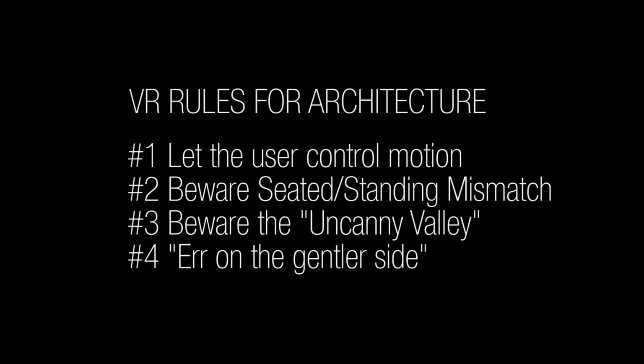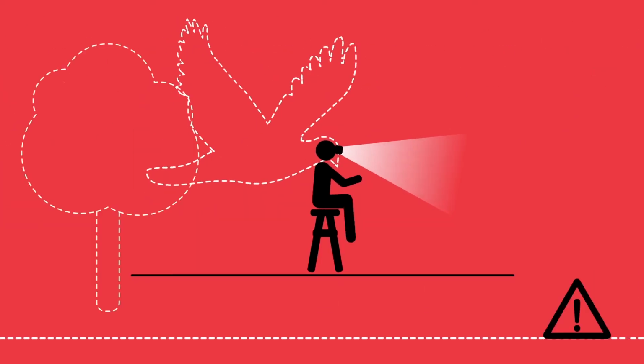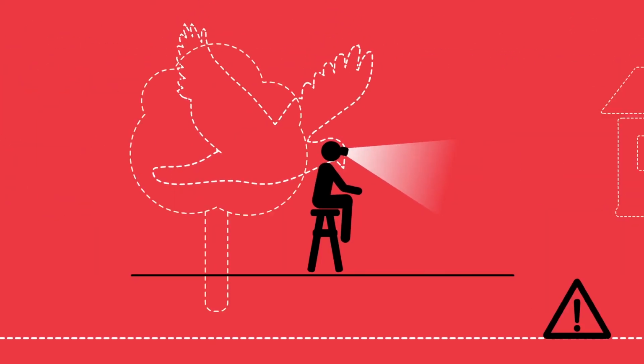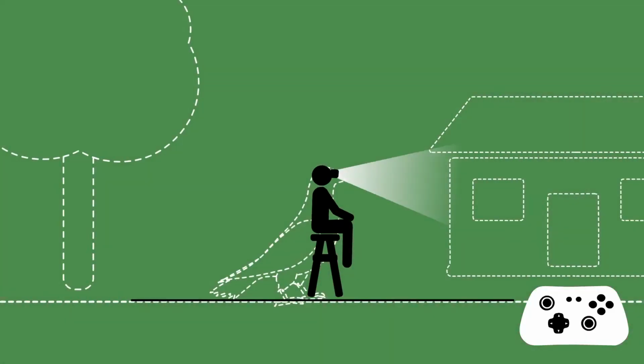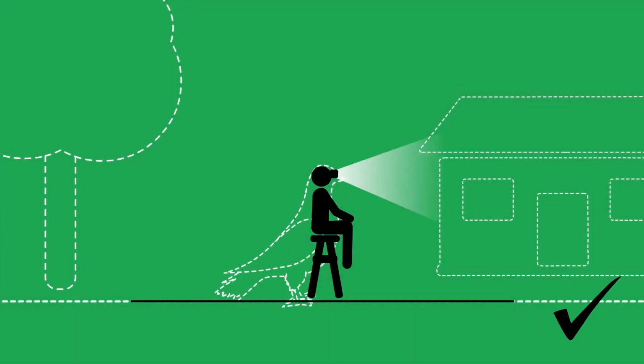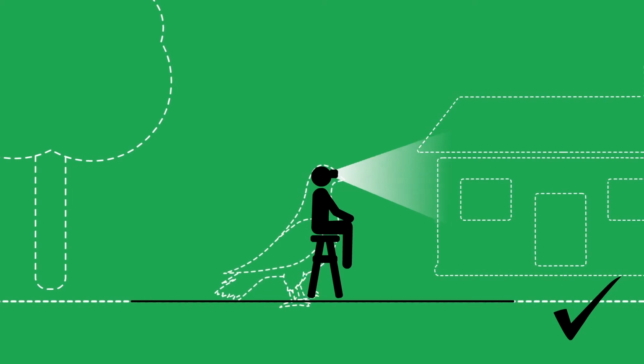4th and final rule, err on the gentler side. In other words, don't force someone through a fly-through. It's gonna make them sick. Have them move at a very slow pace. It's the same as rule number 1. I just wanted to repeat it.